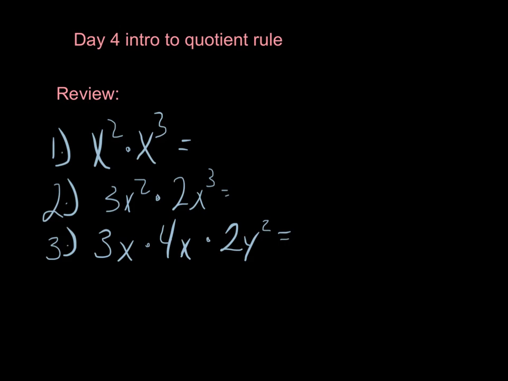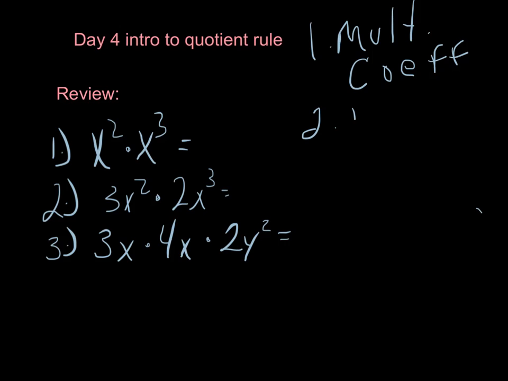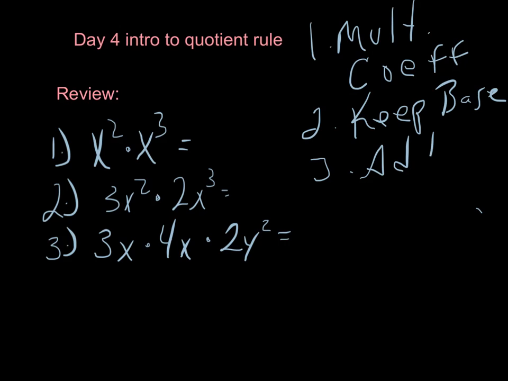So let's take a quick review of what we did in class today. The first thing we want to do is review the 3 steps for the product rule. The first thing we do always is multiply, and I'm going to abbreviate, our coefficients. The second thing we want to do is keep our base or bases. And the third thing we want to do is add our exponents.